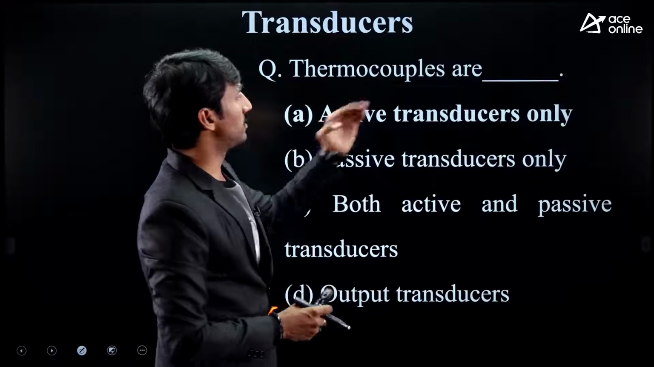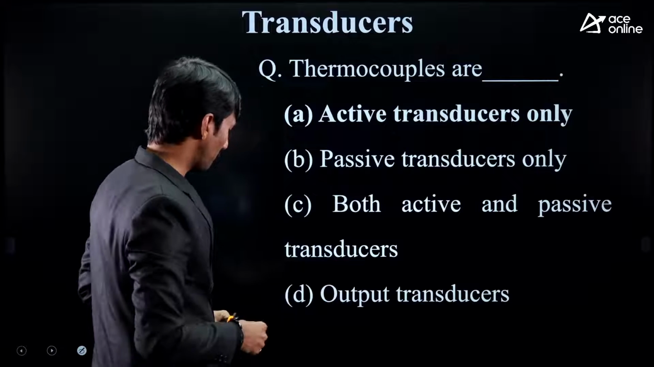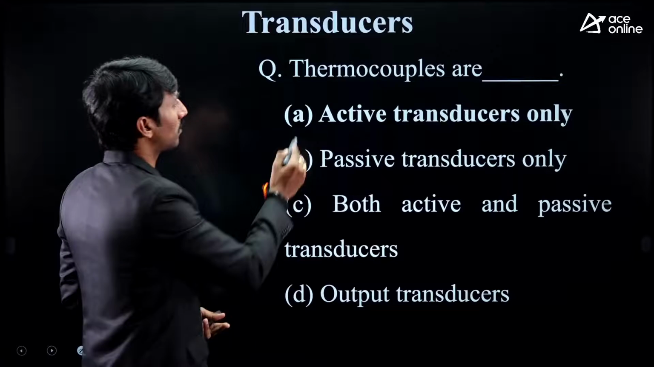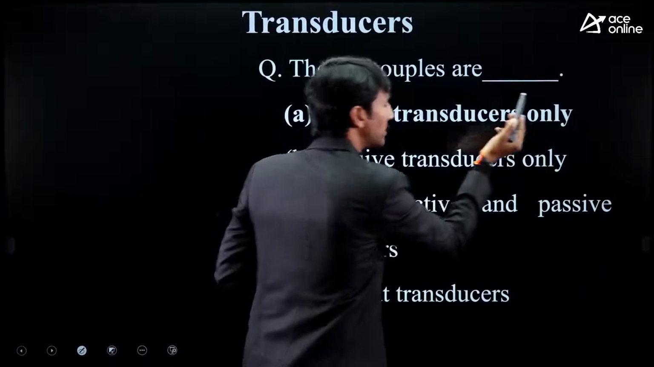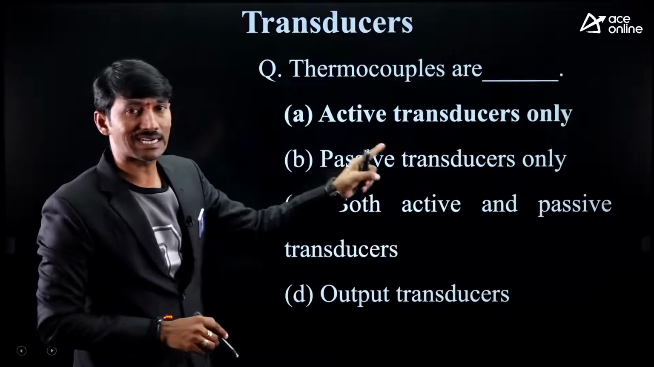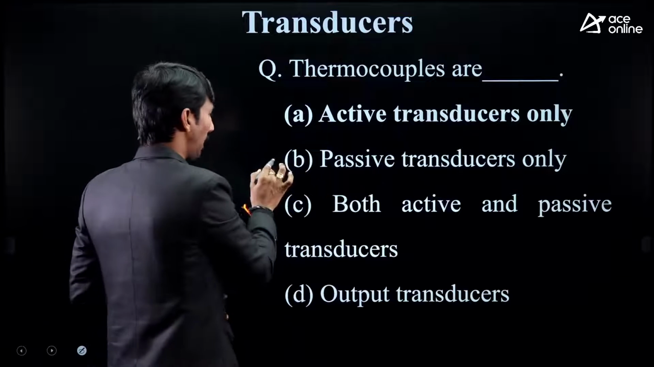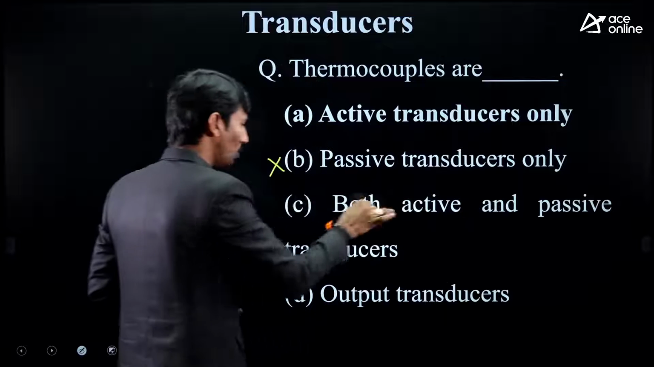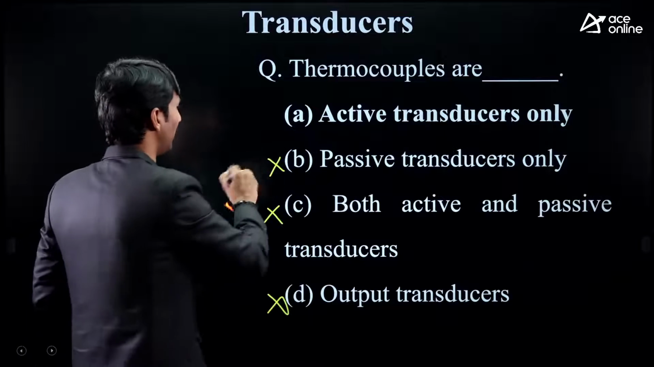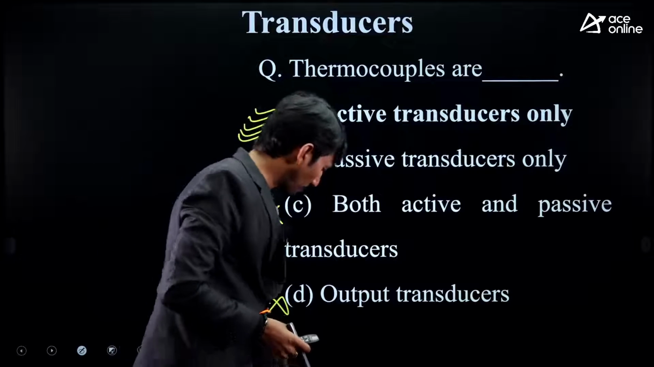Thermocouples are dash. Tell me, guys, what is a thermocouple? Thermocouples are: first, active transducers only; passive transducers only; both active and passive transducers; output transducer. No way, so passive is wrong. Both active and passive is also wrong. Output transducer, we cannot say directly. So simply, yes, it is an active transducer.